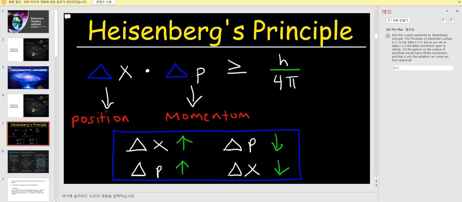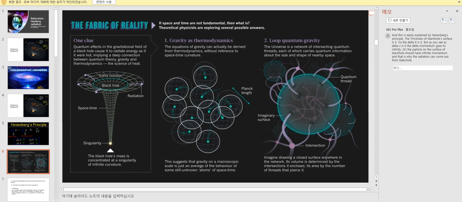And this is easily explained by the Heisenberg principle. The thickness of the black hole surface is zero, so delta x is zero. But as you see, as delta x is zero, delta momentum goes to infinity. So the particle on the surface of the black hole should have infinite momentum, and that is why the radiation can come out from the black hole.